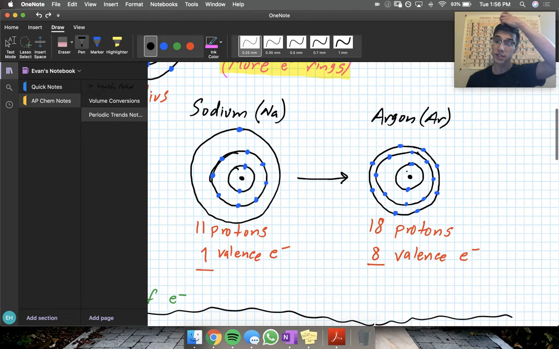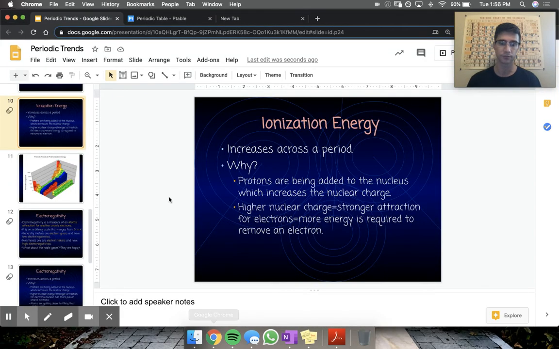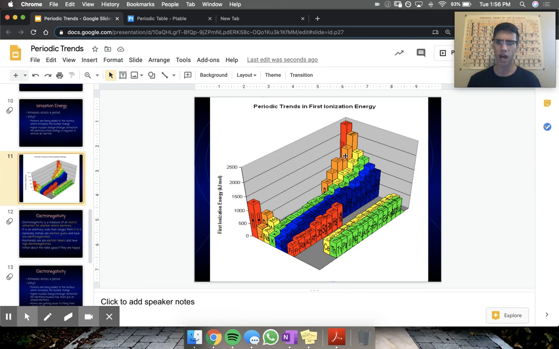The charge of the nucleus is getting stronger compared to the same energy level of electrons that we're looking at. Okay, so it's going to be harder because this ring of valence electrons is feeling a stronger pull from the nucleus than it would be if there were only a few protons, or fewer protons, in the nucleus. Okay, so here's kind of a representation of ionization energy.